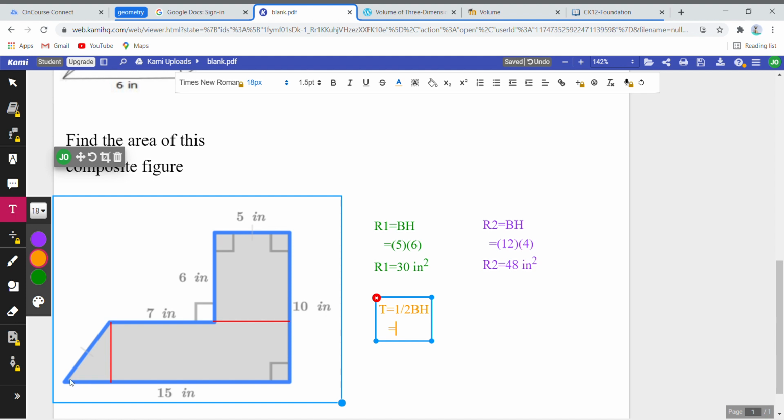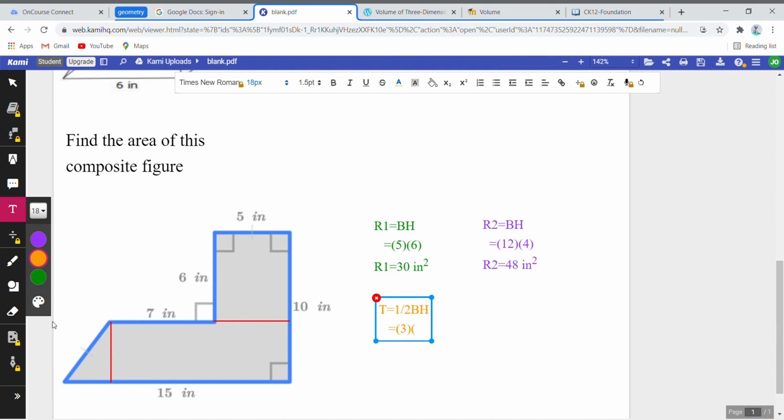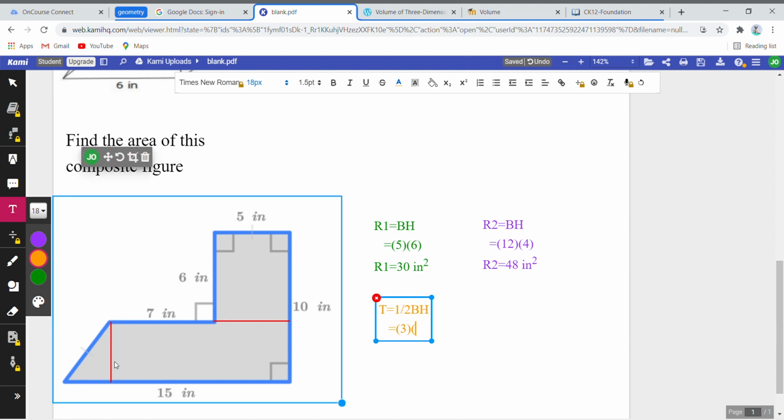This whole line is 15, this line is 12, and we need to find this little piece. So 15 minus 12 is 3. And then the height, we figure this out already. This line right here is the same as this, so it's 4. So now we just need to do the math. 3 times 4 is 12. 1/2 of 12 is 6 inches squared.